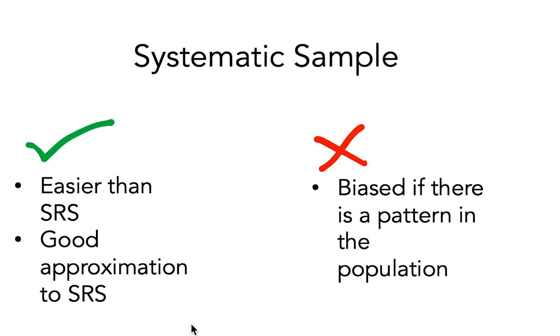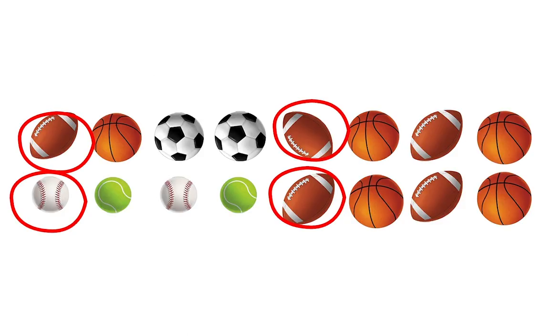Systematic samples are easier to administer than simple random samples, and they are usually a good approximation of a random sample. However, if there's a pattern in the population, certain objects would be more or less likely to be picked than others, like in this case, the American footballs.